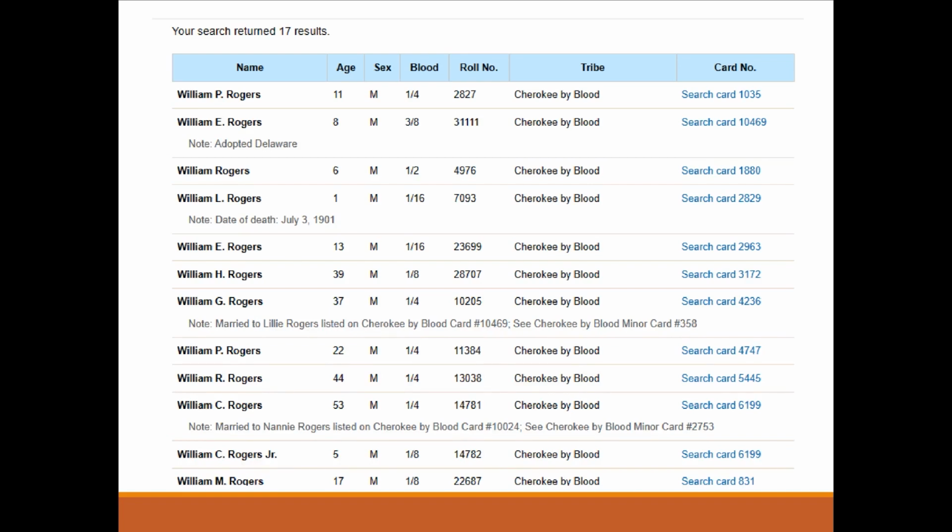So I put in the name Will Rogers, the Cherokee boy, as he was called, one of Oklahoma's favorite sons. So I didn't get Will Rogers when I got 17 William Rogers. Well, which one do I pick? I'm as bad as the people in New York.